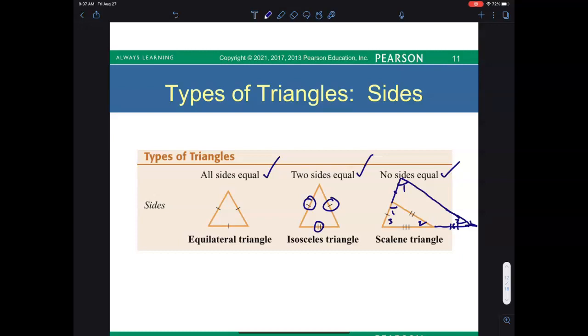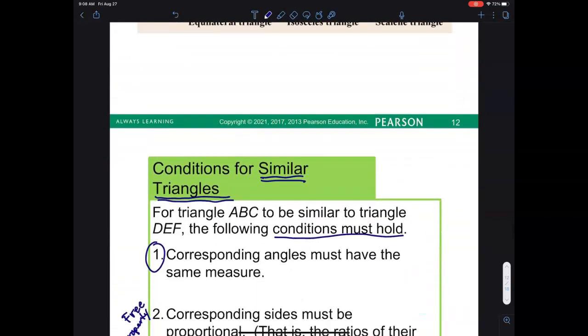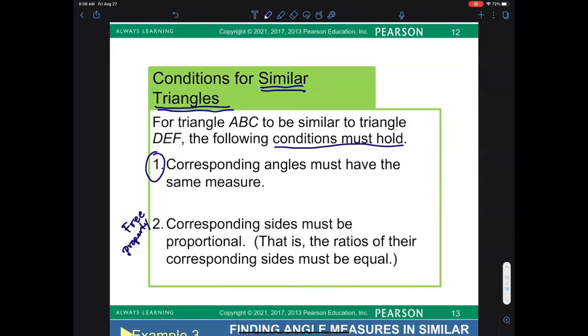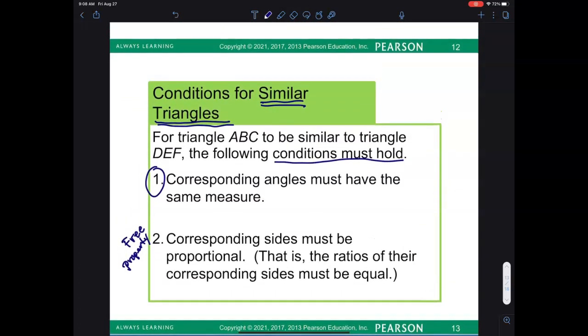So then this way we do have similar triangles, but the larger one now has all of its sides twice as long as the original one that I started with. And so this is what they're talking about in part 2 here, that corresponding sides must be proportional. That's what you get for free when you have two similar triangles.